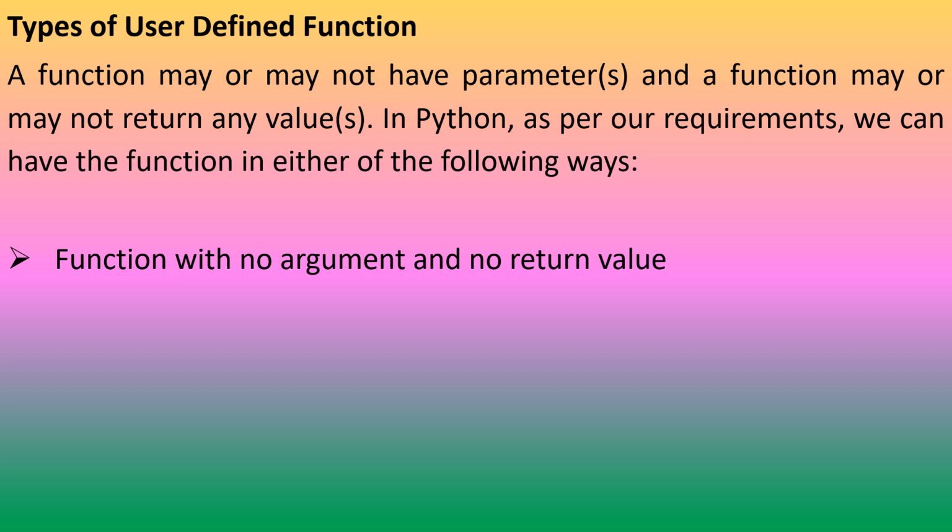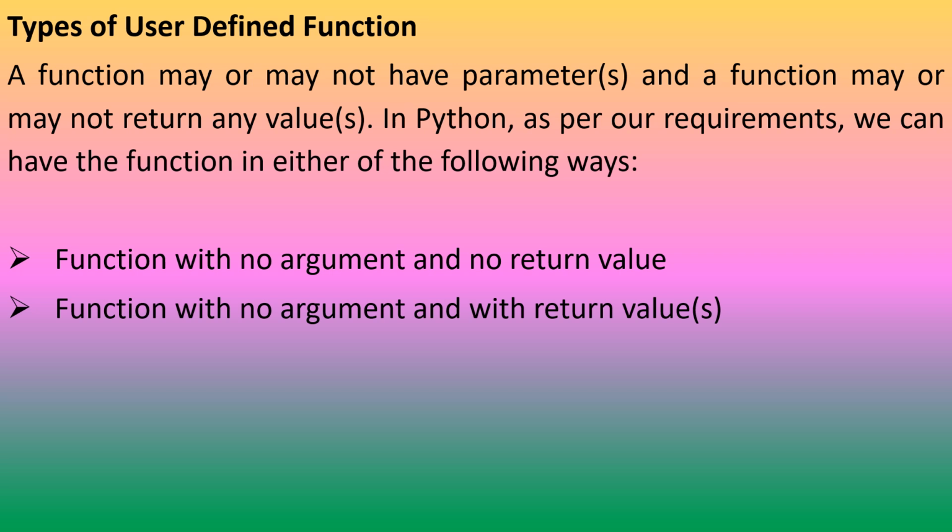Function with no argument and no return value. That means here the function will not be passing any value at the time of calling, and that function after the computation or calculation does not return any value. Next, function with no argument and with return value or values. That means here a function will be called without passing any values, but that particular function will return a value or values after the execution of the function.